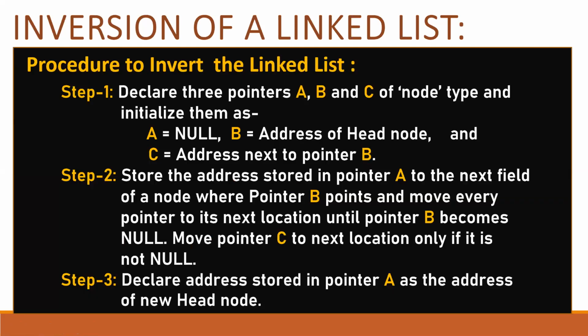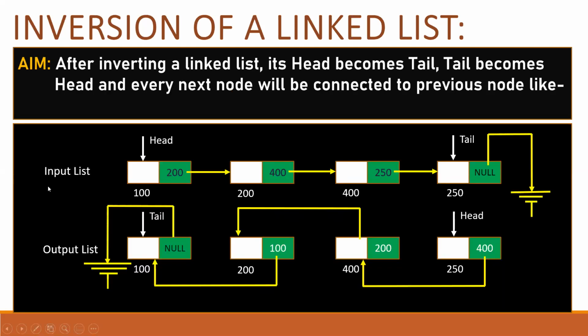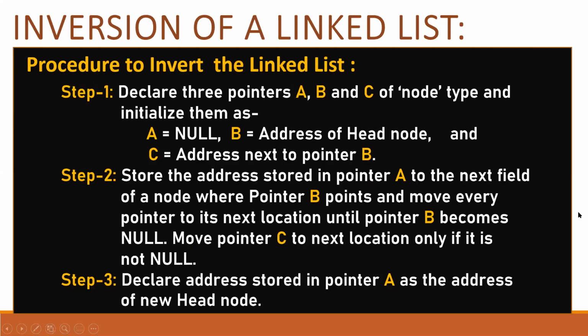So this is the summary of the procedure. Step one: declare three pointers A, B and C of node type and initialize them as A equal to null, B equal to the address of the head node, and C equal to the address of the next pointer. That means A is pointing to null, B is pointing at the head node, and C is pointing to the second node.